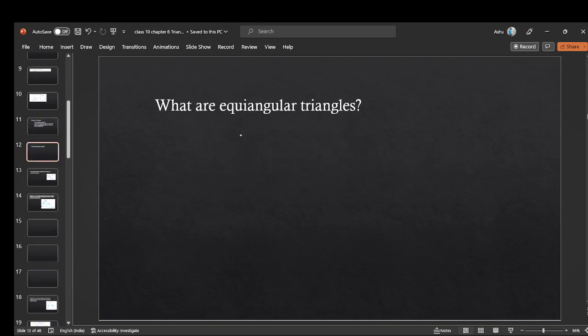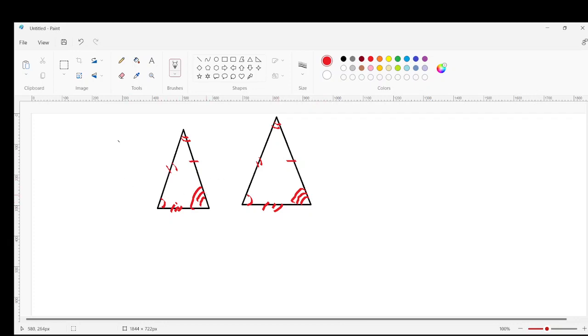Now, what are equiangular triangles? That is the point. Here we are defining equiangular. That means there are triangles whose angles are the same, equal. If the corresponding angles of two triangles are equal, then they are known as equiangular triangles. Clear? Equiangular triangle.